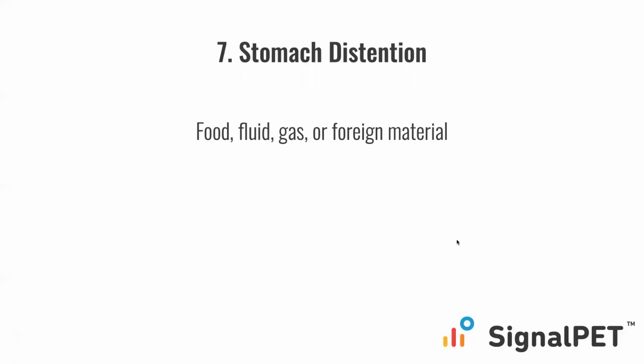Number 7, gastric distension. This is when the stomach is significantly distended beyond its normal contour, and it can be distended with food, with fluid, with gas, or with foreign material. No doubt, it's very difficult to tell at times whether it's food or foreign material.